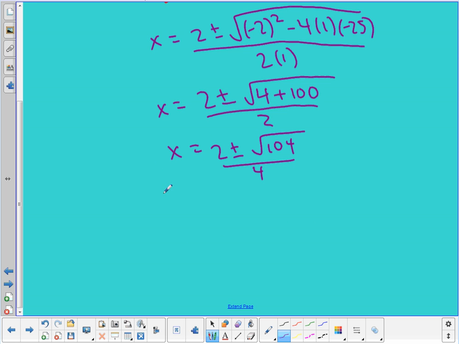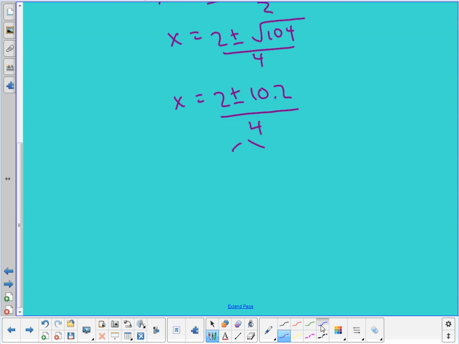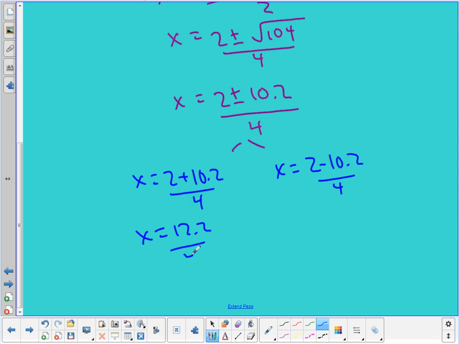And then I take the square root of 104, and I have 2 plus or minus 10.2 is what I'm looking at there. Is it 10.2 or 10.02? I think it was 10.2. Yep, just verified that on my calculator. It is 10.2. So now I'm ready to split it into my two different equations. So I have x is equal to 2 plus 10.2 over 4, and x is equal to 2 minus 10.2 over 4. That's x equals 12.2 over 4, which is 3.1.